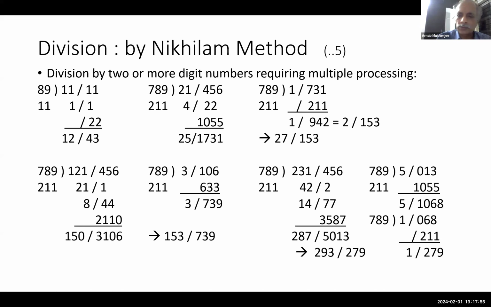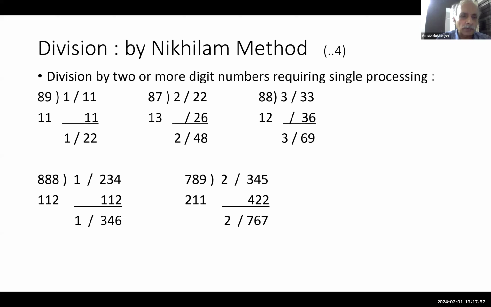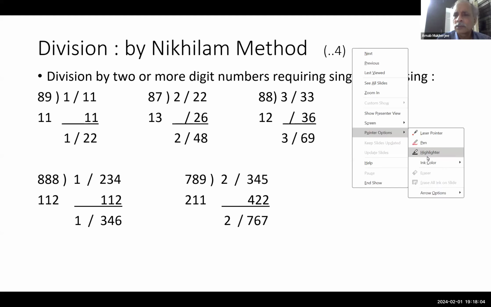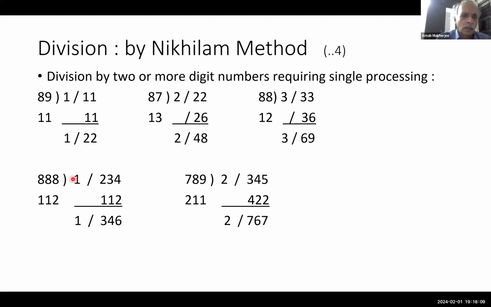So 1 into 112. This 112 into 1 is 112. So 112 comes here totally and it becomes 346. 234 plus 112 is 346. 1 remains as the quotient.